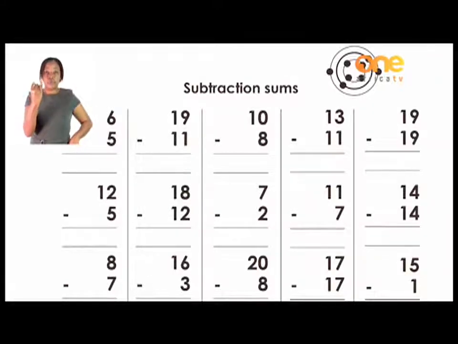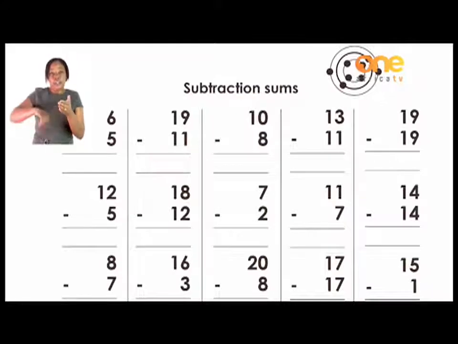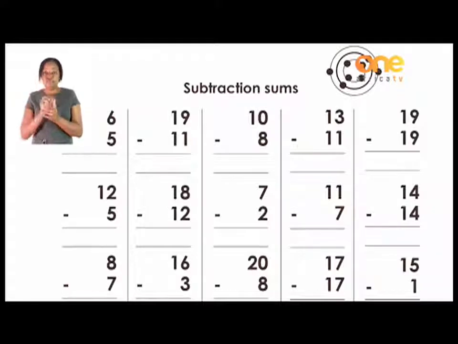19 minus 11, meaning 19 take away 11. You are going to count a total number of stones which are 19, and you have now to take away 11. Count 11 and put them aside. Whatever is left with you, that is your answer. So I would like you to do the remaining exercises in the same way. Enjoy it.